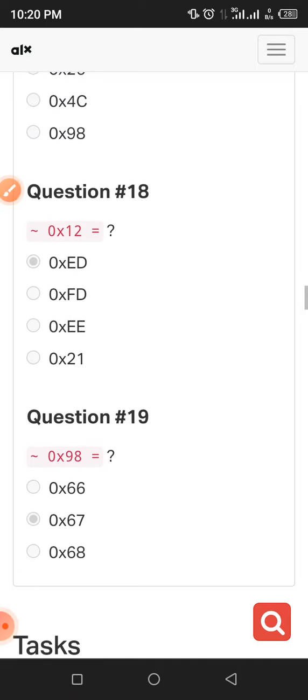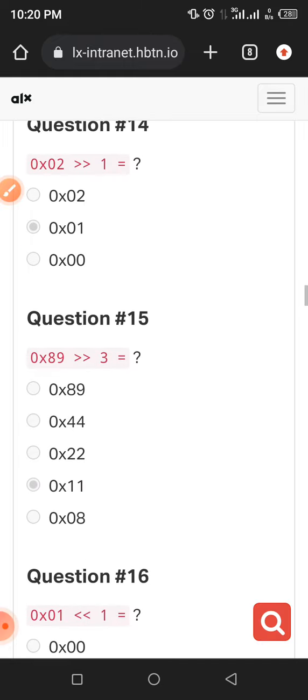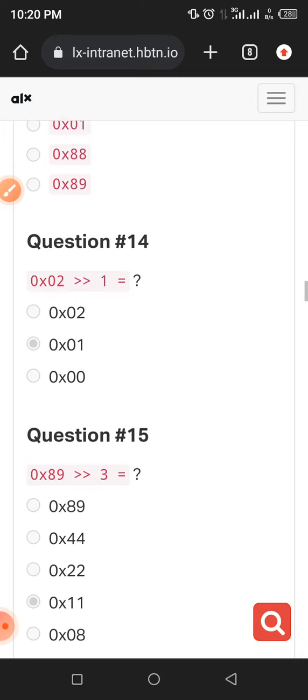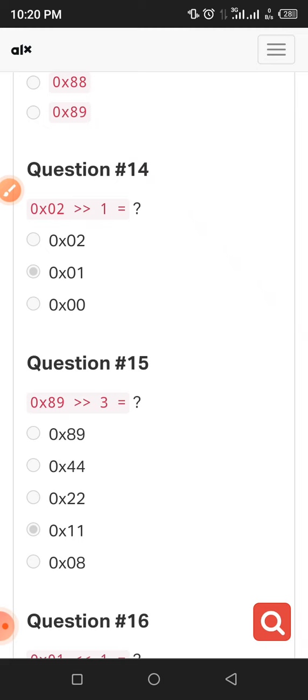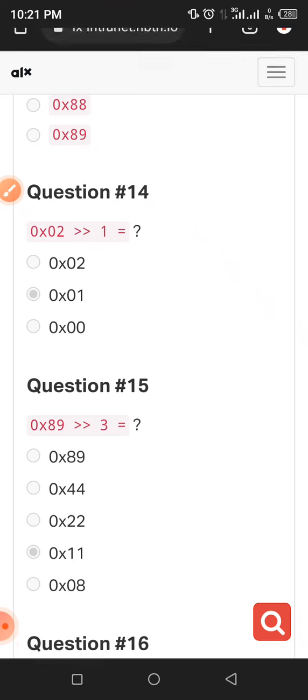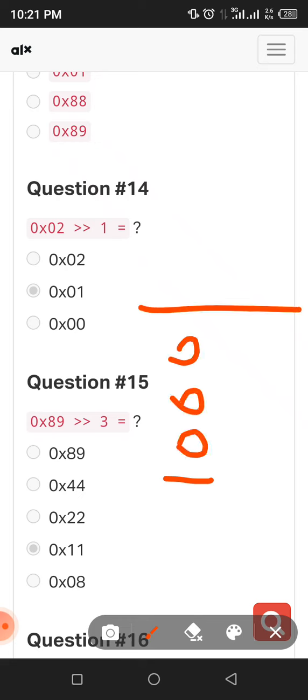So let's do the shift right, number 15. We have 8 and 9. So 8 is what? 8 is 1, 0, 0, 0. That is 8. 9 is 1, 0, 0, 1. That is 9. Okay. So we shift it 3 times to the right.